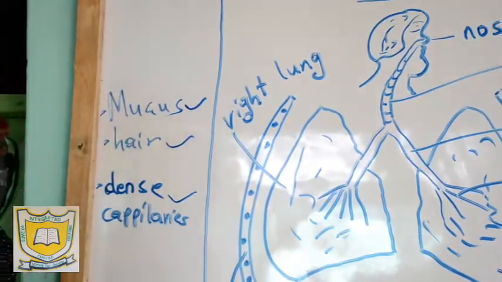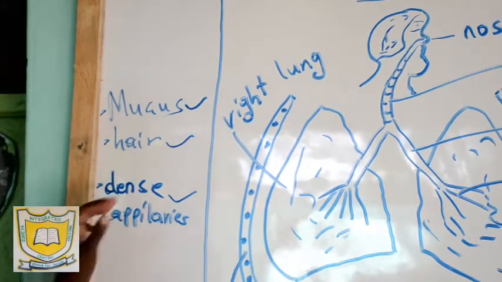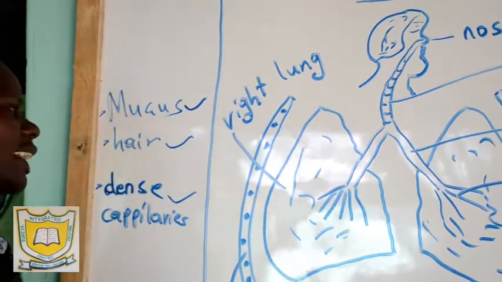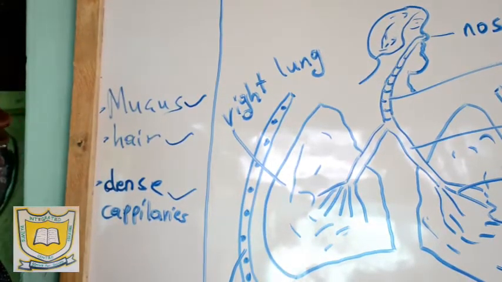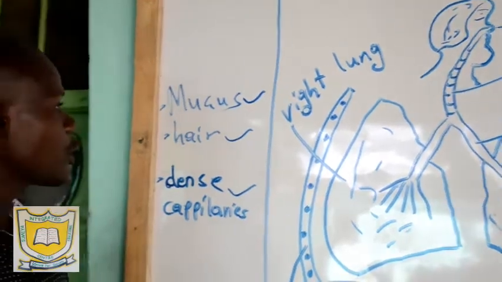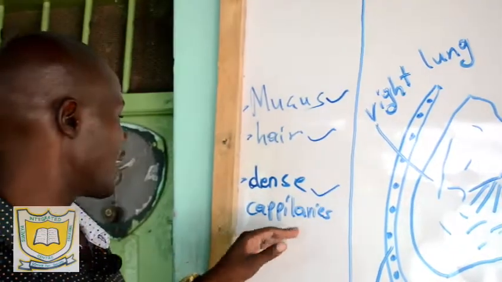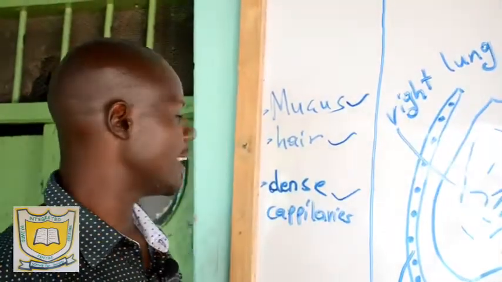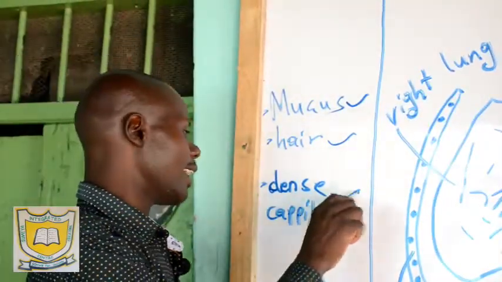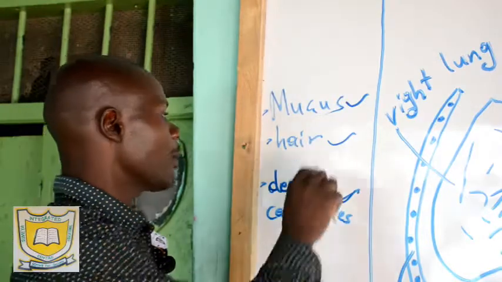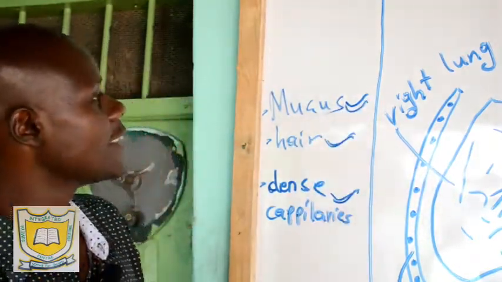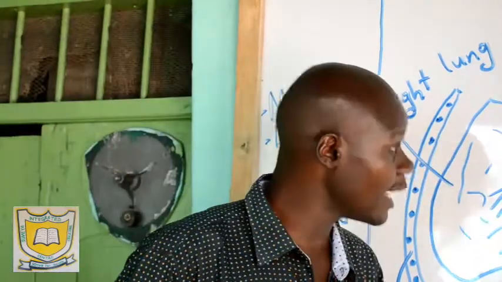So as you breathe, we have the mucus and the hair that will trap the dust which might be in the air. Okay, what is the function of the dense network of capillaries? You find that the air that is breathed in sometimes varies in temperature. So the dense capillaries warm the air we breathe in. So warming the air is done by dense capillaries, while the hair and the mucus trap the dust particles found in the air we breathe in.